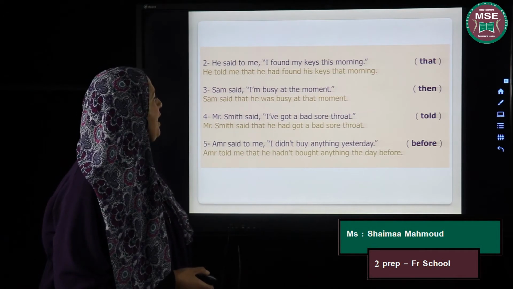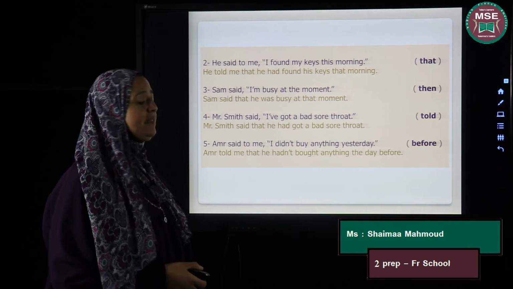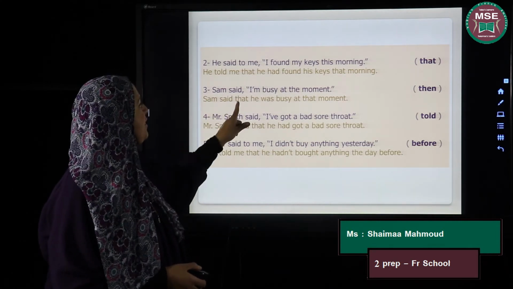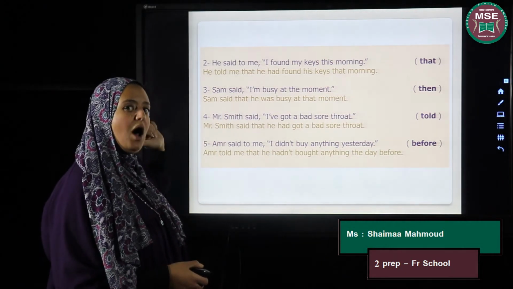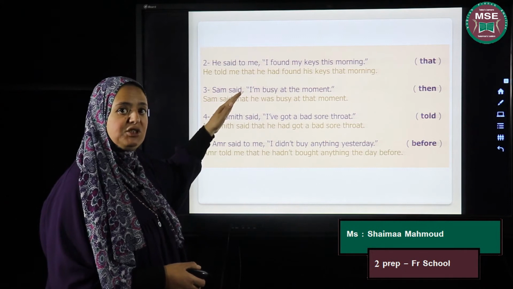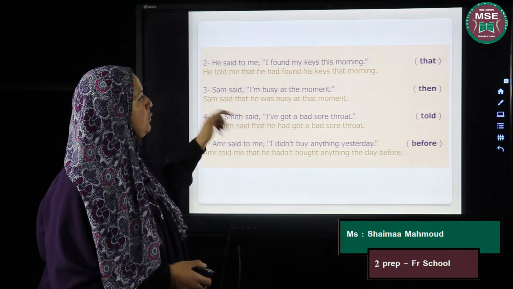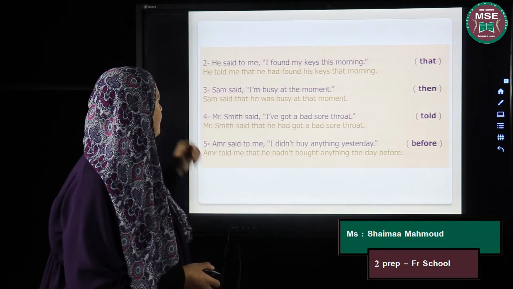Sam said, "I am busy at the moment." Here we need to rewrite the sentence using the word then. So Sam said that "I'm busy" would be "he was busy." Present simple is changed into past simple. "At the moment" would be changed to "at that moment."